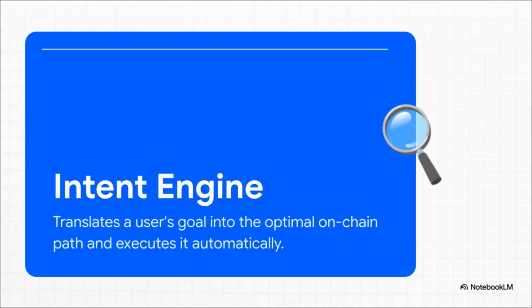So, at its heart, Warp is what's called an intent routing and execution engine. What does that mean? Well, think of it this way. Instead of giving your GPS turn-by-turn directions, you just tell it your destination. With Warp, a user doesn't create a complex transaction. They just declare their goal, their intent. They say, I want to deposit 100 USDC into Morpho on Arbitrum, and the engine figures out the best way to make that happen, automatically.